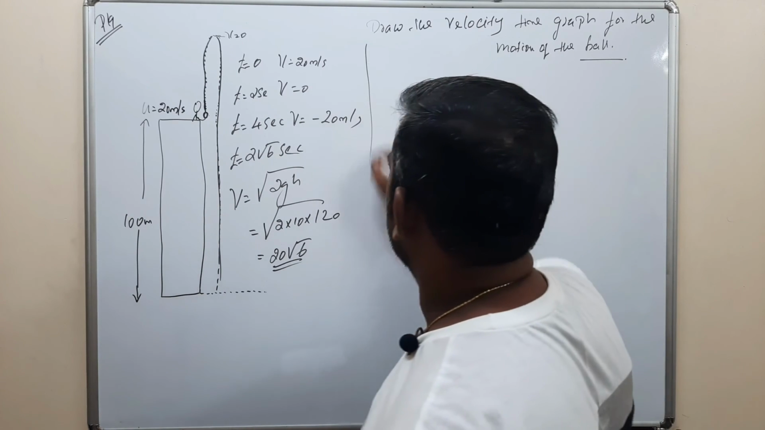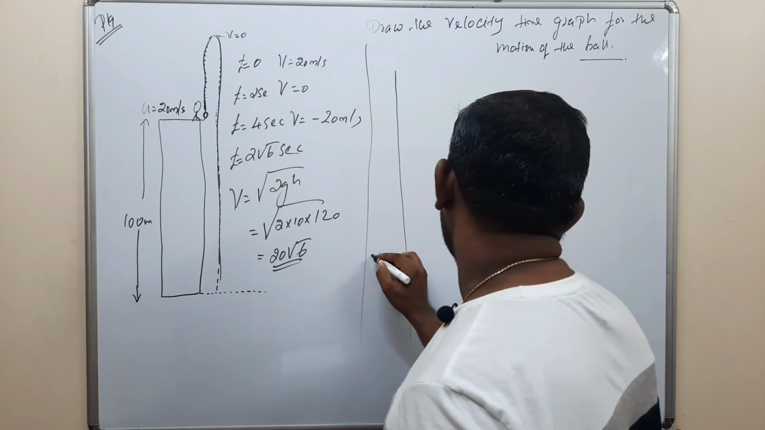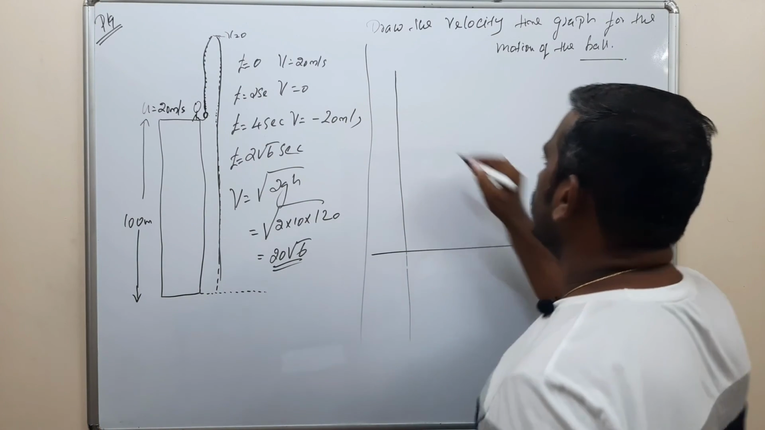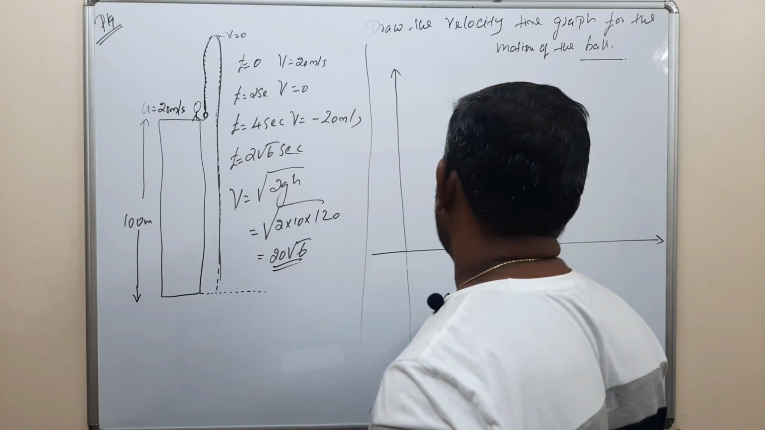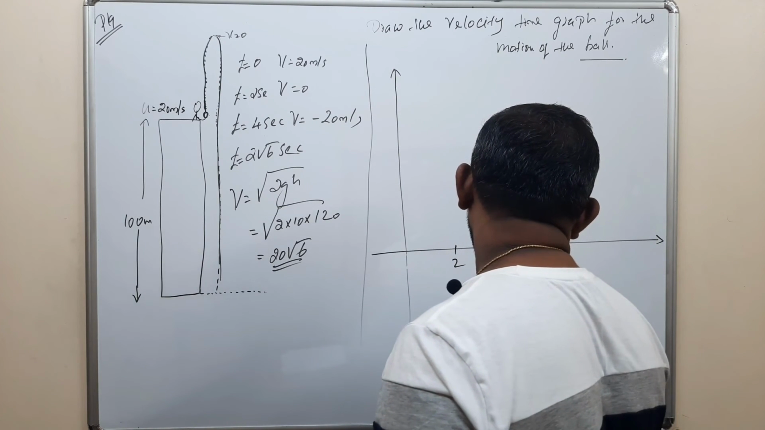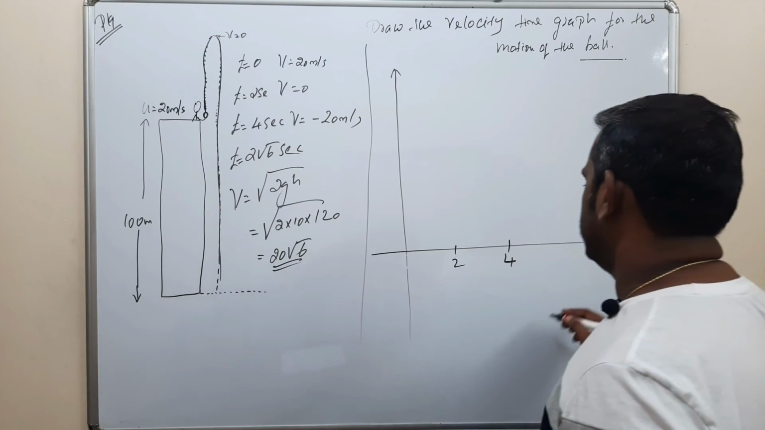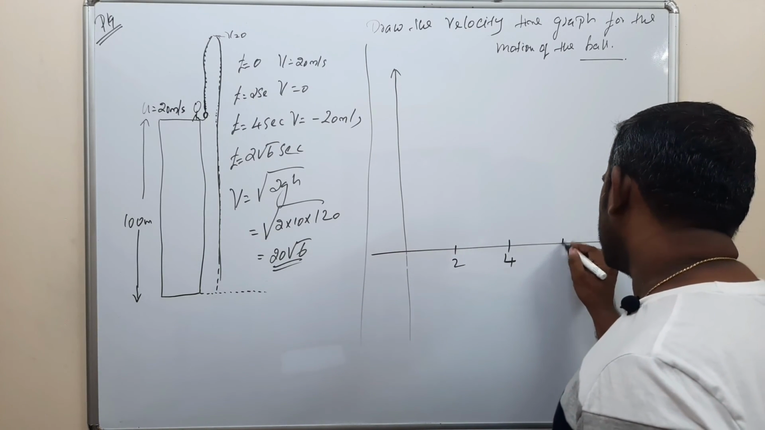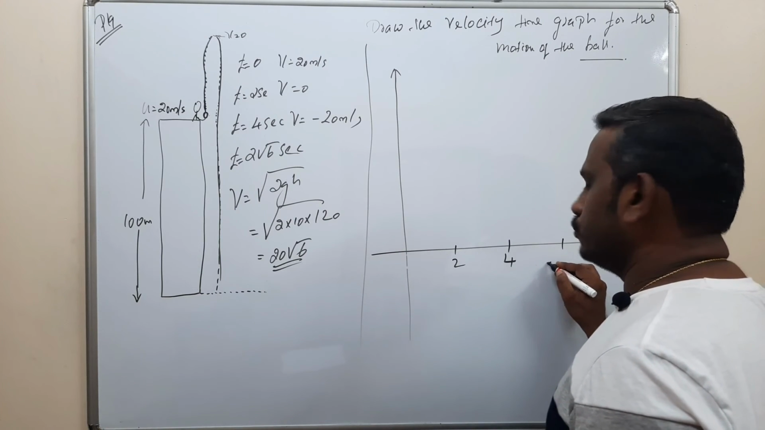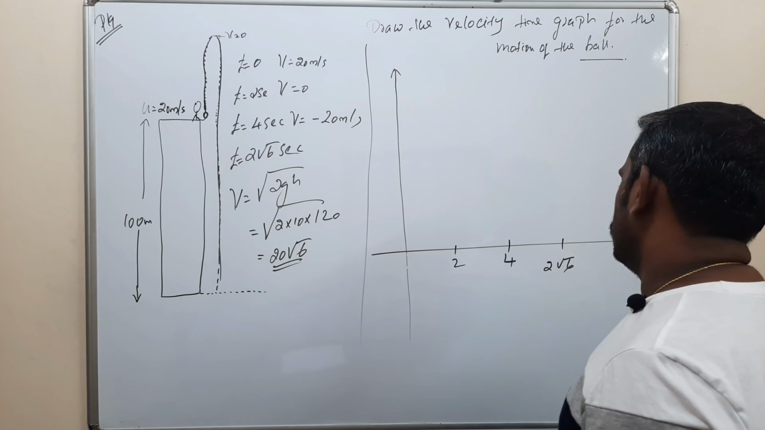Okay, so connecting all these points, we can draw the graph, the velocity time graph. Time t is equal to 2 seconds, 4 seconds, and t is equal to 2 root 6.